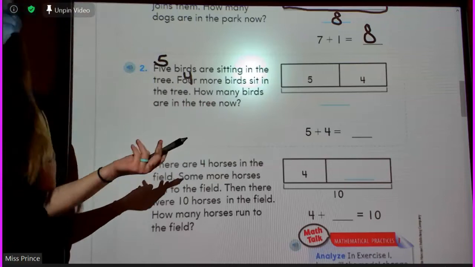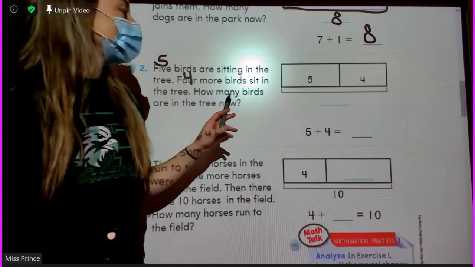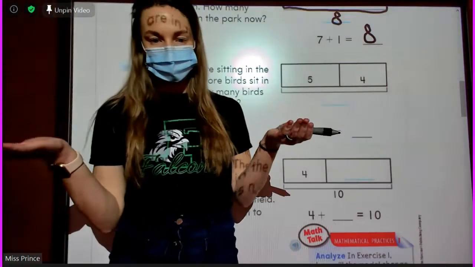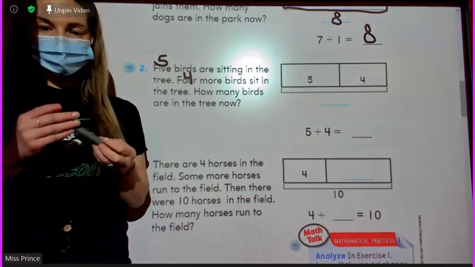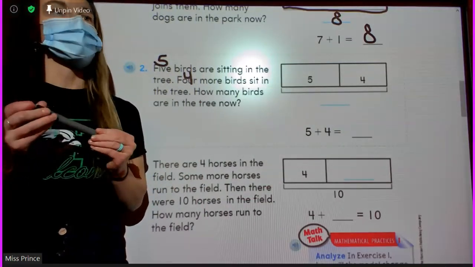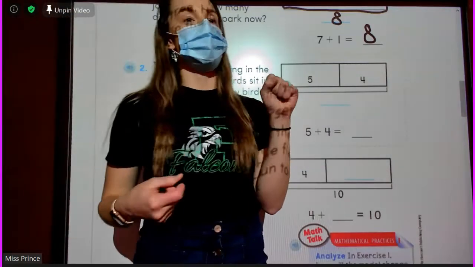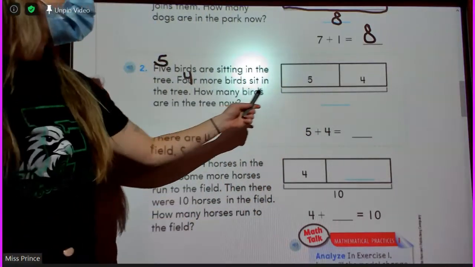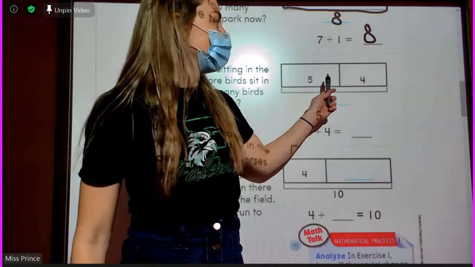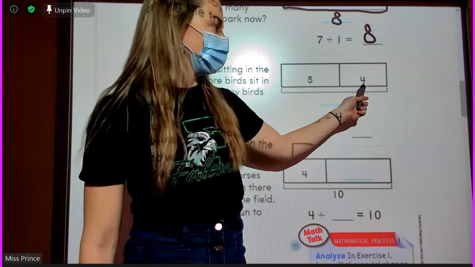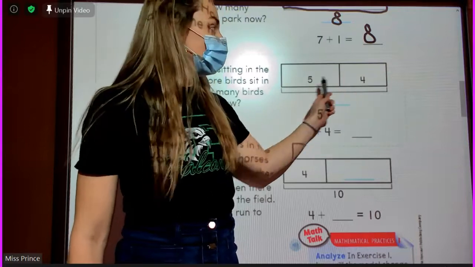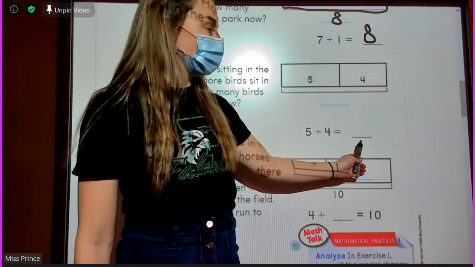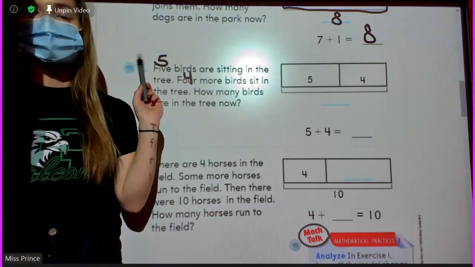How many birds are in the tree now? We need to add what 2 numbers? Blank plus blank. Elijah, what are we adding together? Can you guys hold up the 2 numbers? We're adding together 5 plus 4. Do you guys see that on the bar model? There's a 5 plus a 4. Together, we are going to solve what the equation is. We're going to put that number here and put that number here. If you know 5 plus 4, I want you to raise your hand.